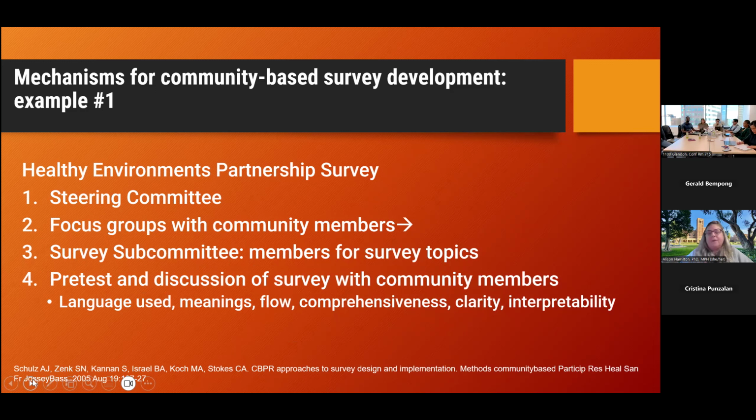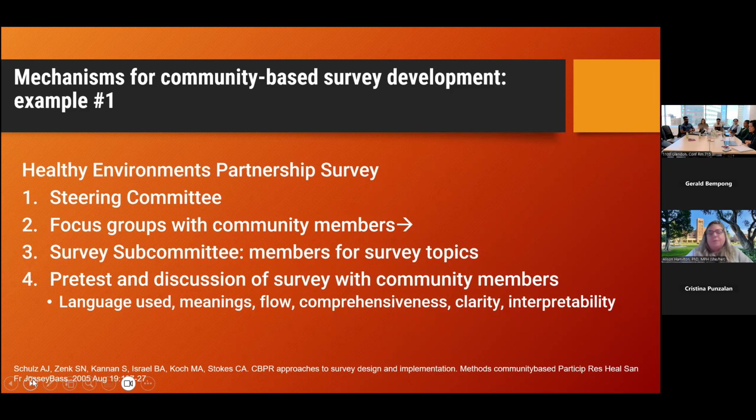And so that involves typically quite a bit of pre-testing and discussion and multiple iterations of those conversations as the survey takes more and more shape towards something that looks like it is reflective of community input and perspectives.